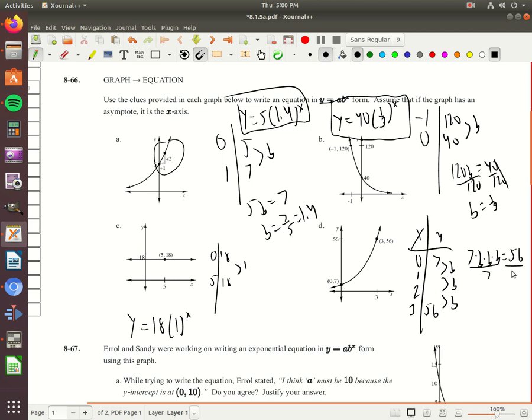I can divide by 7. I'm going to get b times b times b, which is b to the third, equals 8. Now I can cube root, right, to undo this. Cube root undoes the cube, so I get b equals 2, which makes a lot of sense. 7 times 2 is 14. 14 times 2 is 28. And 28 times 2 is 56. So I'm going to get the equation y equals 7 times 2 to the x.